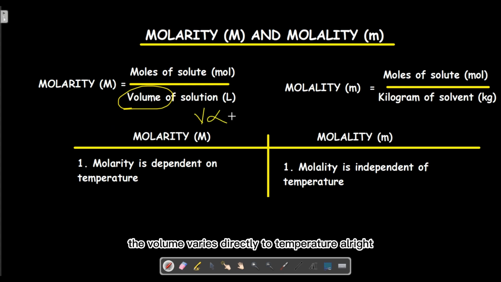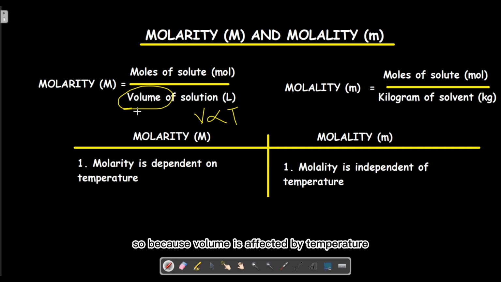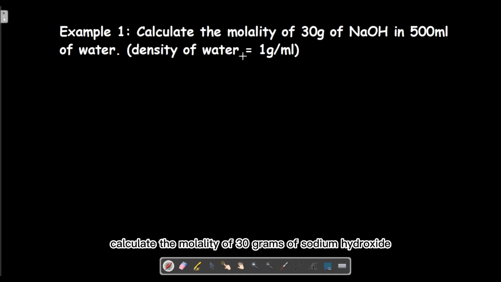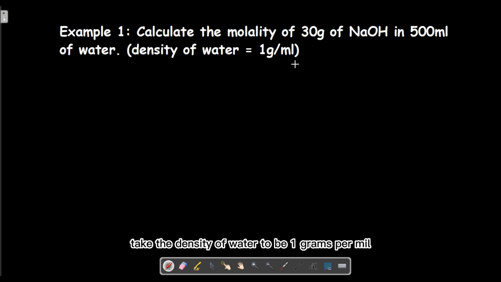And you know that volume expands or contracts. According to Charles, the volume varies directly to temperature. All right, when temperature increases, volume increases, and when temperature decreases, volume also decreases. So, because volume is affected by temperature, molality is used in situations where there are temperature changes. So by using the solvent mass in place of the solution volume, the resulting concentration becomes independent of temperature. Let's take one example. Example number 1, it says calculate the molality of 30 grams of sodium hydroxide in 500 ml of water. Take the density of water to be 1 gram per ml.